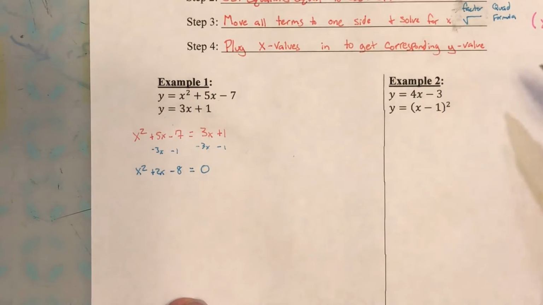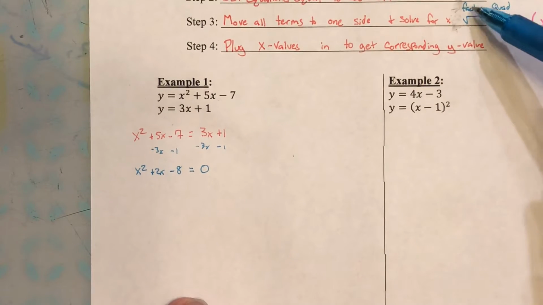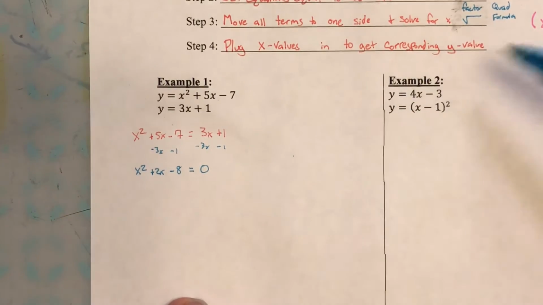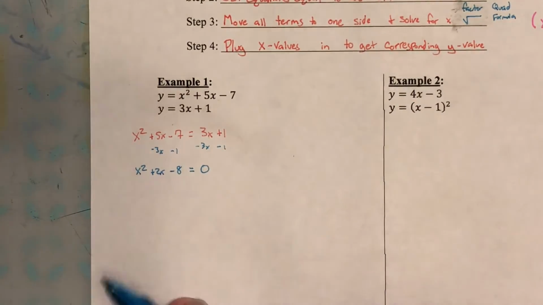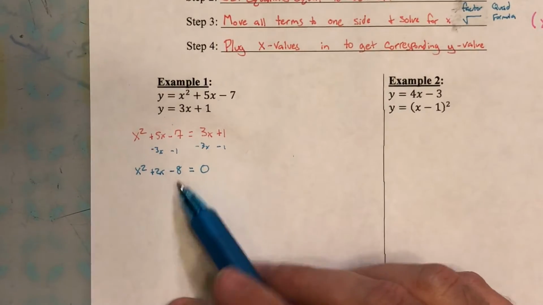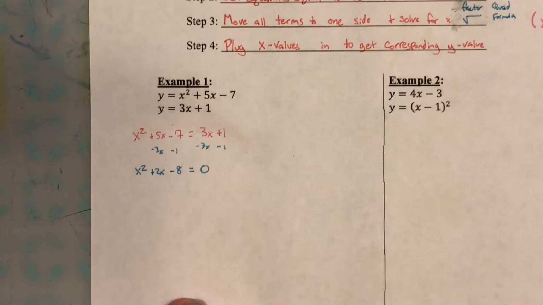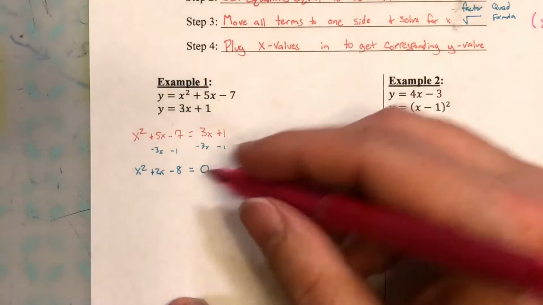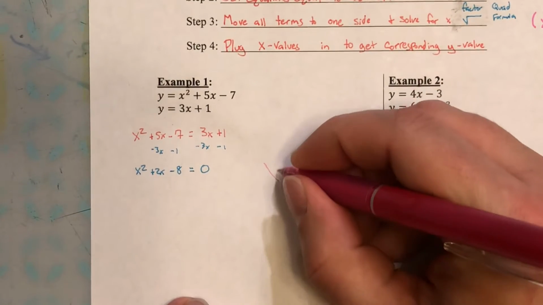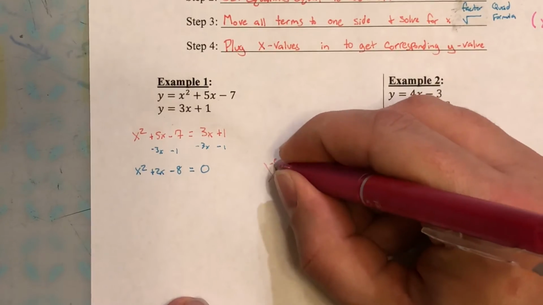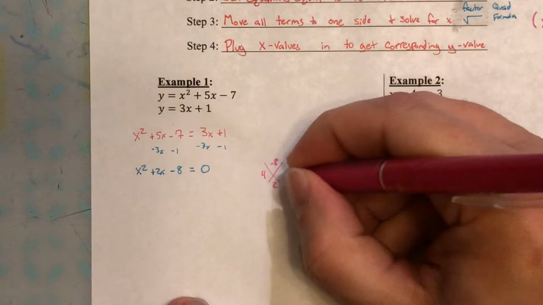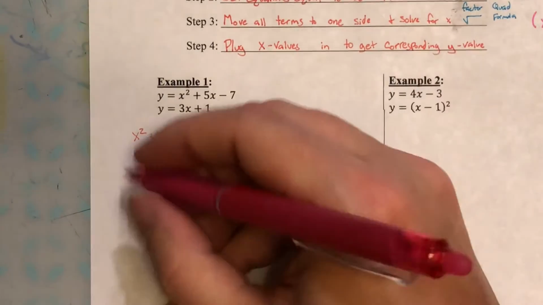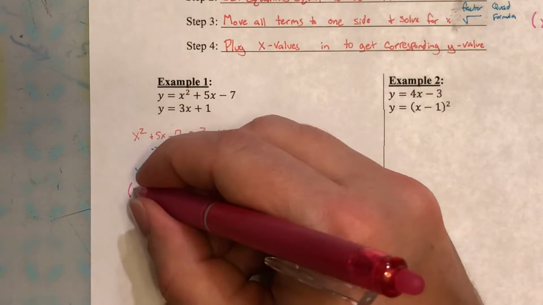Now I can choose any of the methods. I could try to factor this. I could do the quadratic formula. I could try completing the square so that I could then take the square root of both sides. But looking at this one, I can see that it easily can factor. If I'm looking for something that multiplies to give me -8 and adds to give me +2, that's going to be 4 and -2. So those are what my factors are going to be.